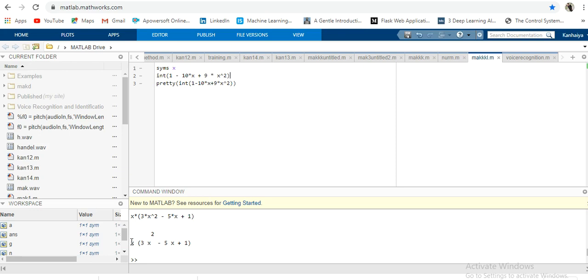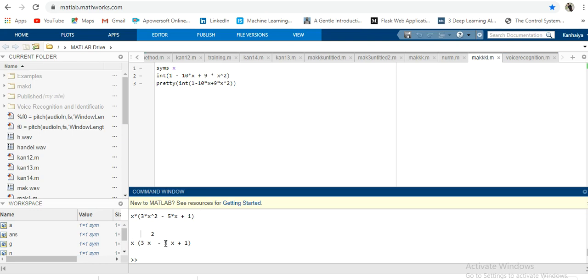That means it is not showing the multiplication sign, as we used to write on paper when you used to solve. We usually used to write 3 into x. We used to write 3x square minus 5x plus 1. That's why after using the pretty function, it is giving the specified format as it is written in the book. That's pretty good, right? Okay, that's for the pretty function.